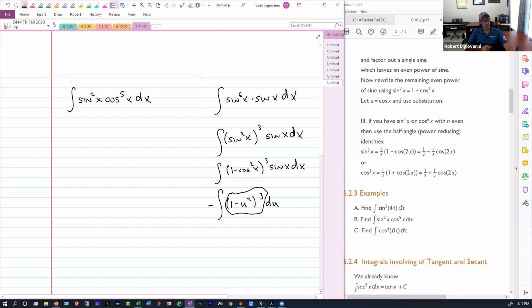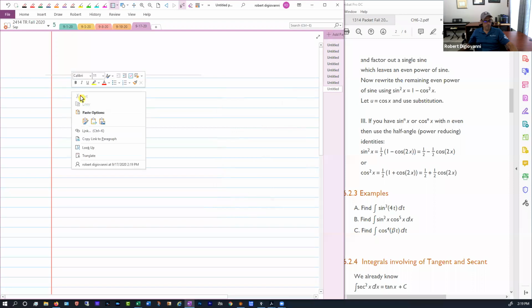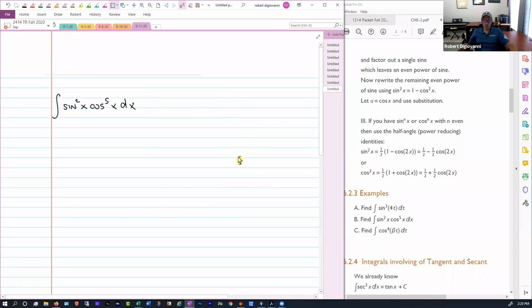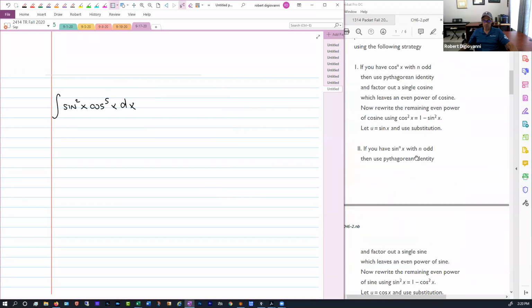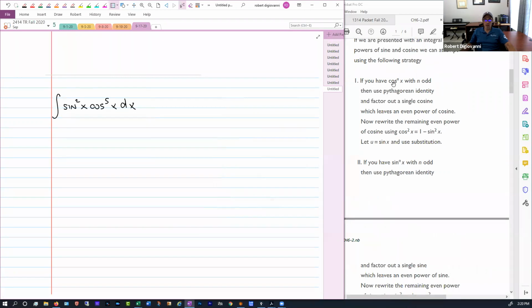All right, so let's take a look at this one. All right, so let's go back through the procedures here. If you have cosine, right, that's the first thing. If you have cosine to the n with n being odd, do we have a cosine to the n with n being odd? Yes, we do. Right now, we also have a sine in here, don't we? But the first step says to look for cosines to odd powers, which we have.